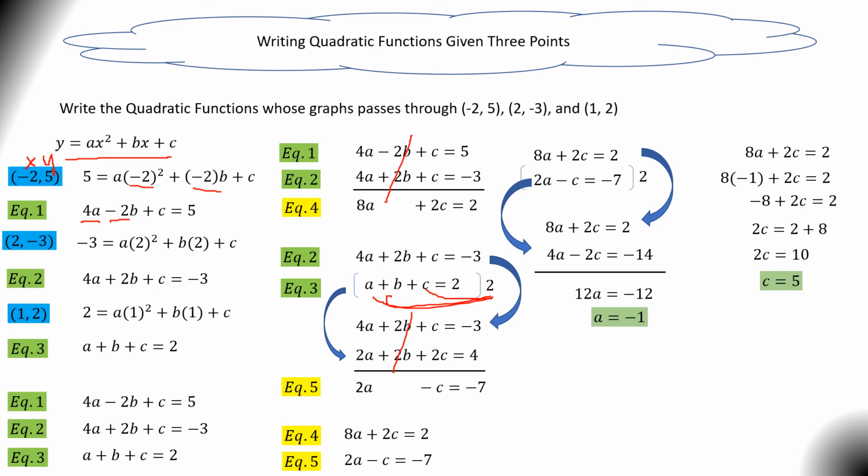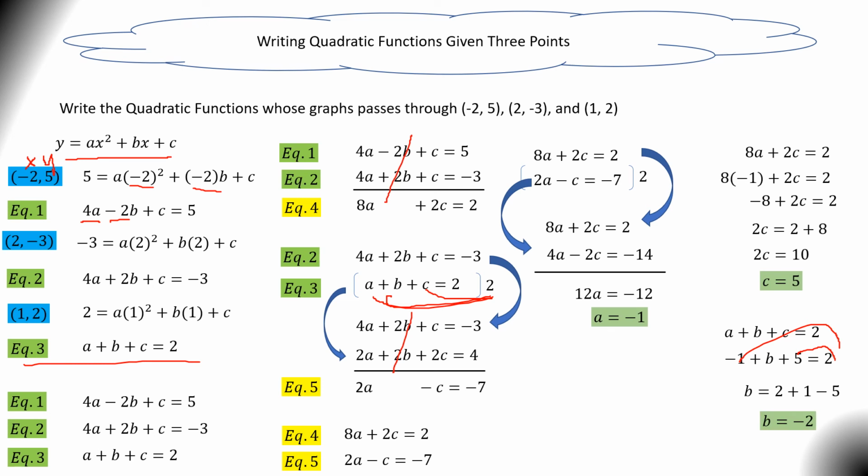Then next, dahil may value na tayo ng a at c, gagamitin natin sa equation number 3, a plus b plus c equal to 2. Ito po sa equation number 3 natin. Substitute negative 1 for a and 5 for c. Ayan po siya. Negative 1 plus b plus 5 equal to 2. Then, transpose lang po natin. b is equal to 2. Yung negative 1, maglilipat, magiging positive. Ito, 5, maglilipat natin sa kabila, magiging negative 5. So, 2 plus 1 is 3 minus 5 is negative 2.